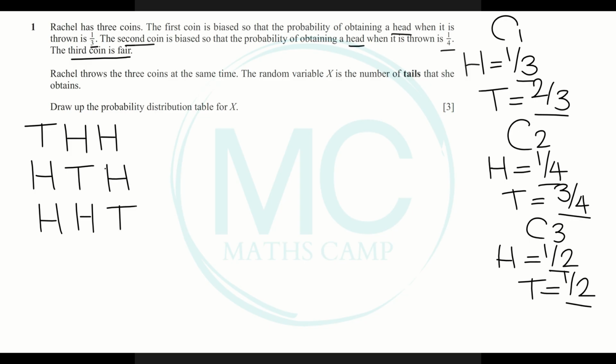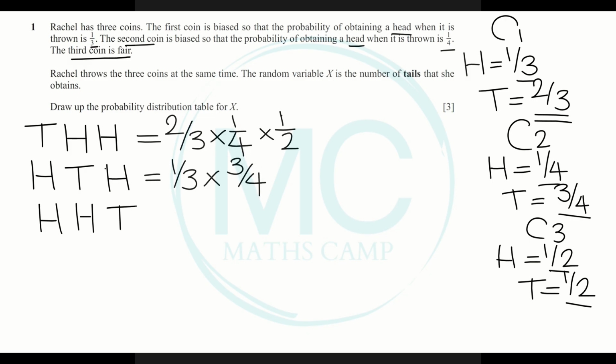Let's start with a tail from coin 1. Probability of a tail from coin 1, 2 over 3. Heads from coin 2, 1 over 4, so we multiply by 1 over 4. Heads from coin 3, 1 over 2. Let's see what happens if my tail is from coin 2. This means I get heads from coin 1, so probability 1 over 3, and tails from coin 2, 3 over 4, and heads from coin 3, 1 over 2.